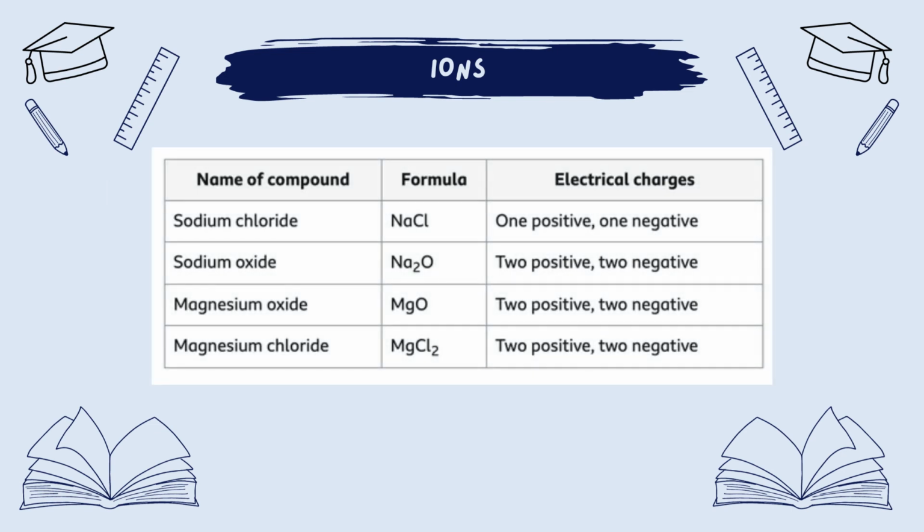Compounds also have electrical charges. Again, there are some examples. So, sodium chloride, NaCl is the formula, and this has 1 positive and 1 negative electrical charge. These balance each other out, so there is no need for a plus or a minus on the formula.